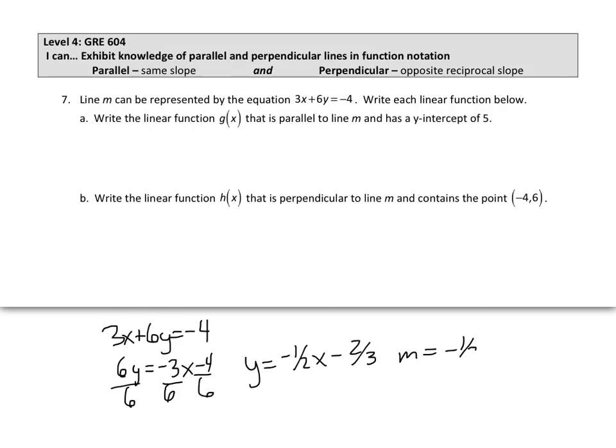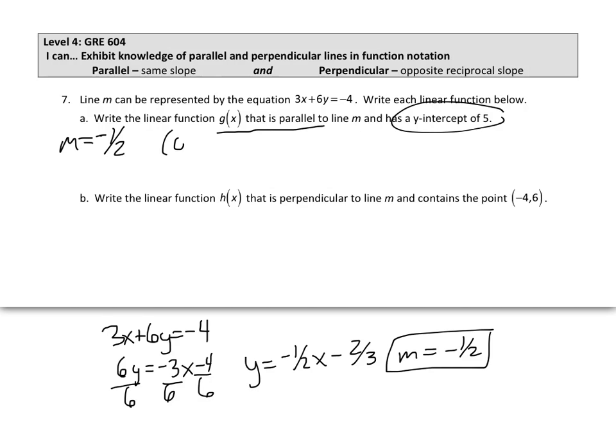really negative 1/2, right? So what I have then for g of x being parallel means my slope needs to be the same, negative 1/2. And I have a coordinate of y-intercept of 0, 5. Now, here's where I usually would go point slope, right? You have a point, you have a slope. But in this problem, you actually have the y-intercept.